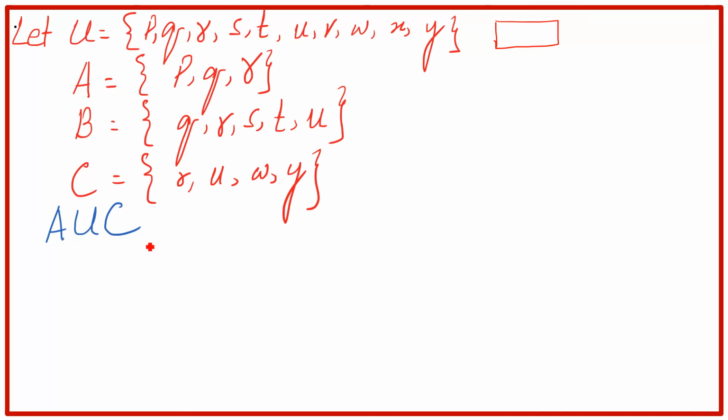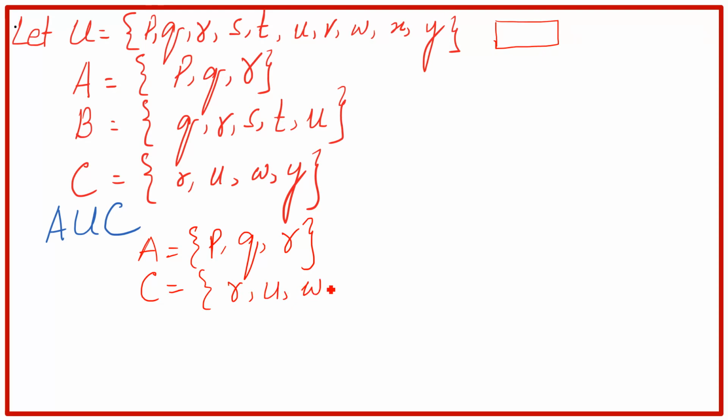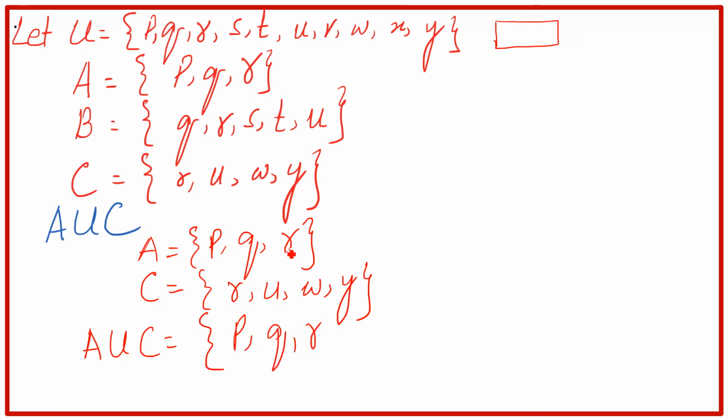A union C. First, you have to write down A here. Here I am writing it out; in the next slide, we will do it directly. But this is the proper way. Write down A and then write down C, which is R, U, W and Y. And then you have to find A union C. Union means each member: P, Q, R. See, R is here and in C as well, but we will write it down only one time in the case of union. So this is A union C.